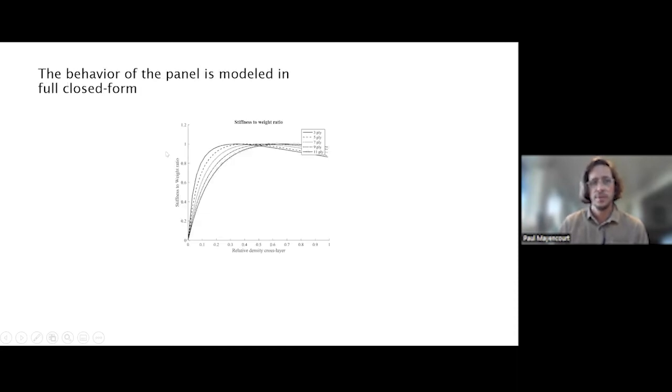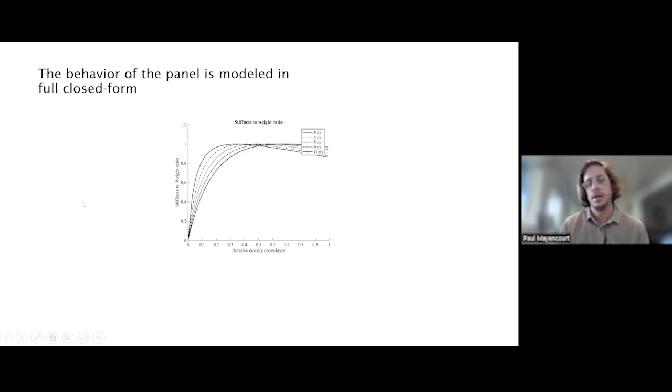So this is an example of the results. My research looked at building a structural mechanics model for the behavior of these panels in a full closed form. So again, that would be really fast to solve, and you can use an optimization. And here is a graph of the stiffness to weight ratio of these panels if you poke some holes in them.